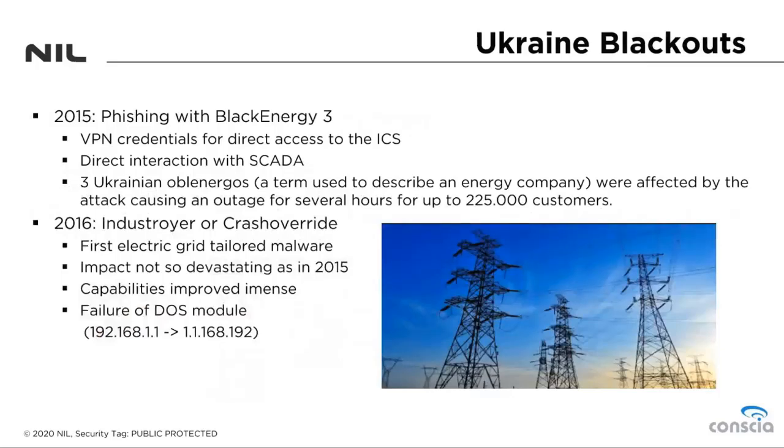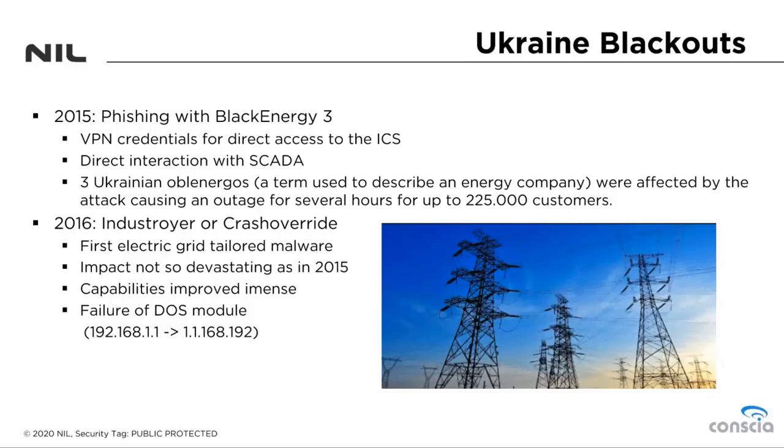Our next case study is about the Ukraine blackout saga. In 2015, a critical infrastructure attack was executed against 3 energy companies in the Ukraine. They used spear phishing as an attack vector with Office documents that had malicious macros. Once macros were enabled, Black Energy 3 was installed to the system.